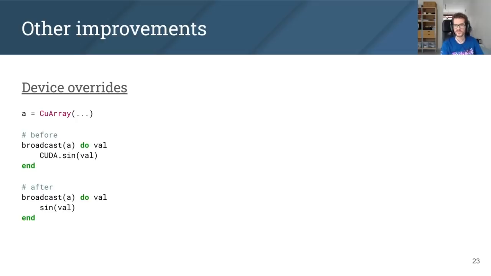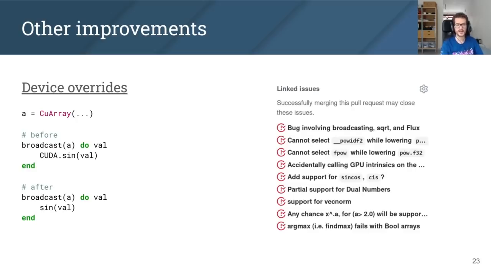In the past, it was necessary for users to call CUDA.sign instead of base sign, but nowadays CUDA.jl can automatically perform these replacements. And this has fixed a lot of bugs, but it has also enabled a reuse of much more code, because we can, in a very fine-grained manner, redefine functionality with something that's GPU compatible.